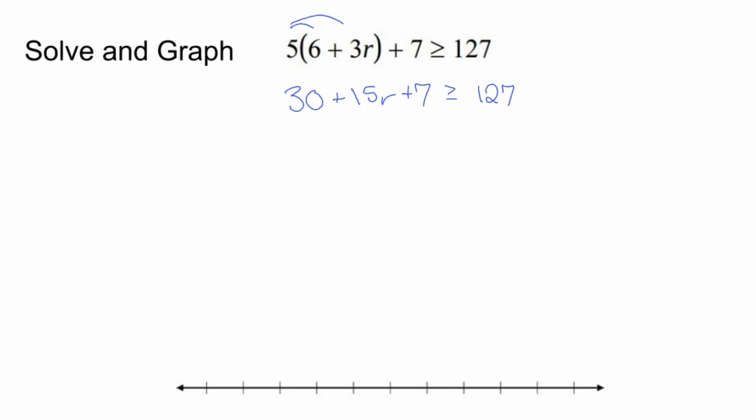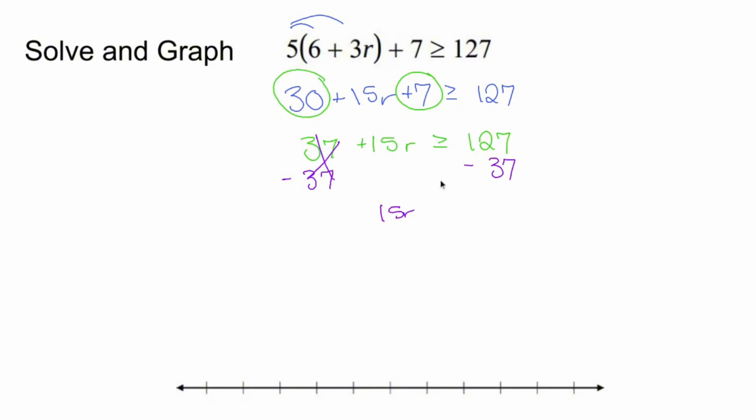However, what I notice is on the left side, I have like terms. And if you have like terms on a side of an equation or an inequality, combine them. So 37 is 30 plus 7. Drop down the plus 15r. Drop down the greater than or equal to. Drop down the 127. Subtract 37 from both sides because that's the inverse of plus 37. Drop down the 15r, drop down the greater than or equal to, drop down the 90.